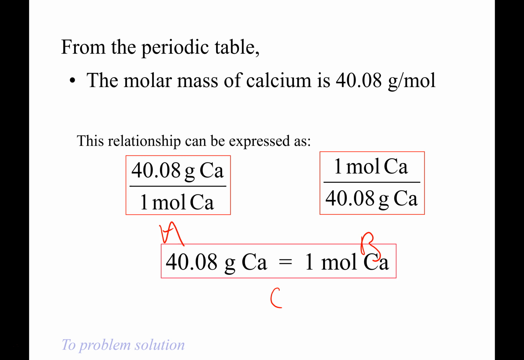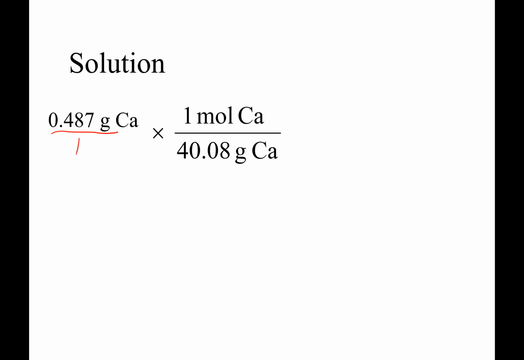So like I told you before, I like to put the term that's unique to this problem. In this case, it's the grams that we want to convert. So that's going to be my first term. 0.487 grams over 1. So I'm going to use A or B. B. I agree. Very good. So if we use B, the next term would be for calcium 1 mole of Ca over 40.08 grams of Ca. And our grams of Ca cancel. So get your fingers ready. How many sig figs? I'm liking 3. Me too.